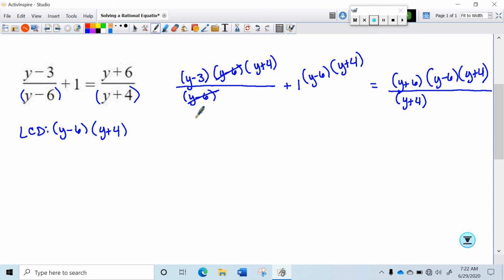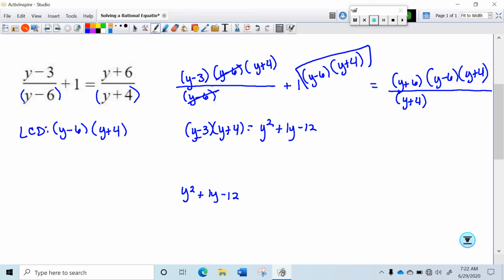Y minus 6 cancels, so I've got y minus 3 times y plus 4. Square your first term. Constants negative 3 plus 4 is a positive 1y. And then multiply. Negative 3 times 4 is negative 12. Come down here. Y squared plus 1y minus 12. Okay, that takes care of that.